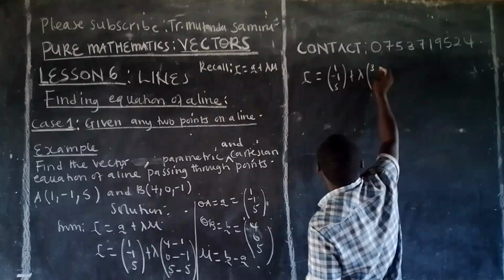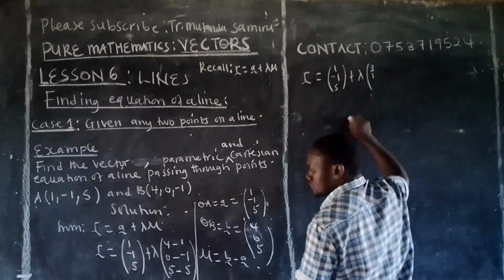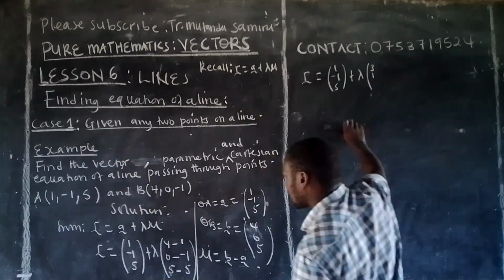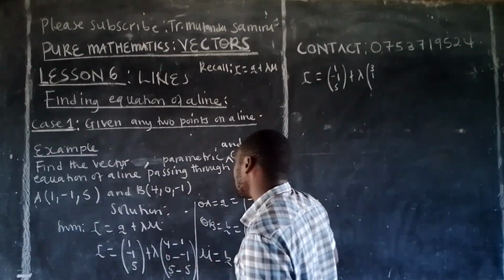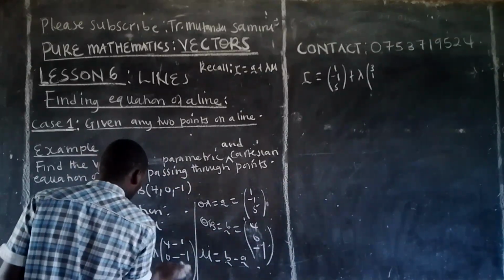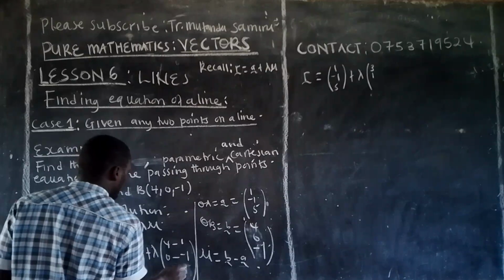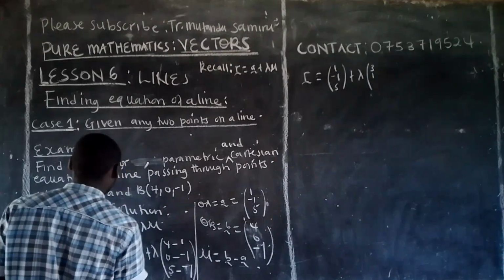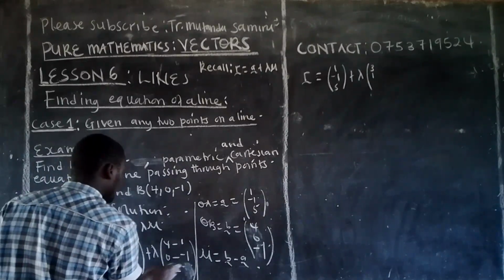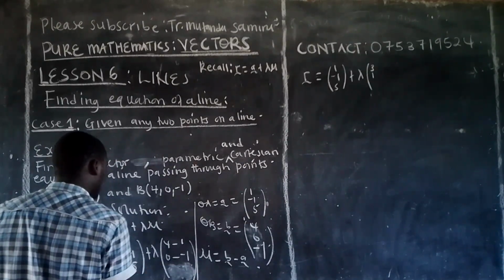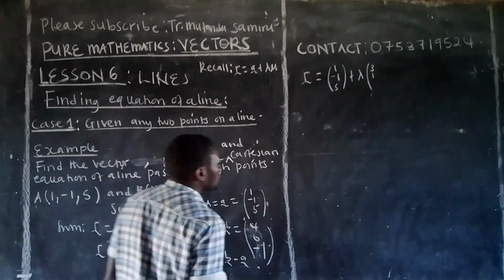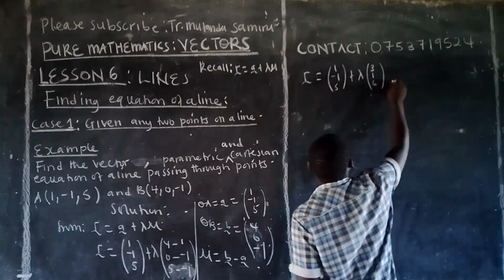4 minus 1 will be a 3. 0 minus negative 1 will be a 1. 5 minus 5? No, this is negative 4, 0, negative 1... this is 4, 0, negative 1, please. So here, at the end point, we shall have 5 minus negative 1, which will definitely give us a 6, like that.